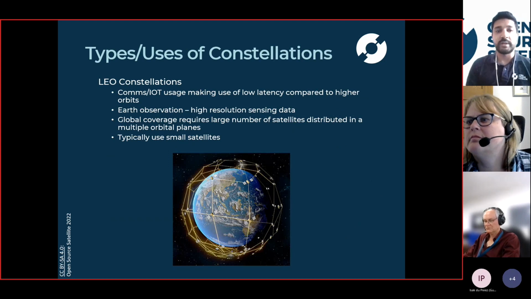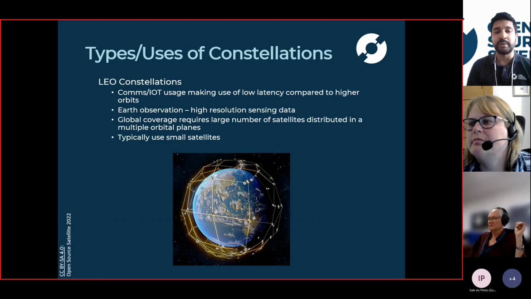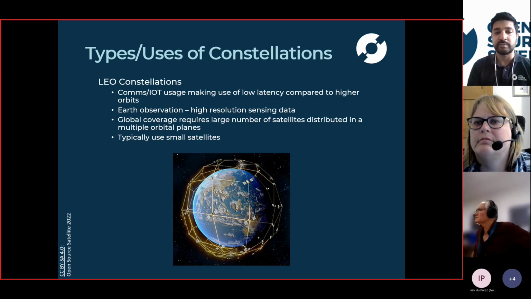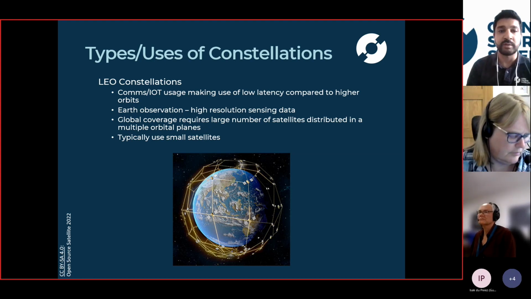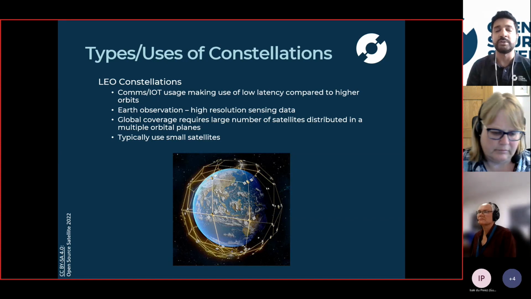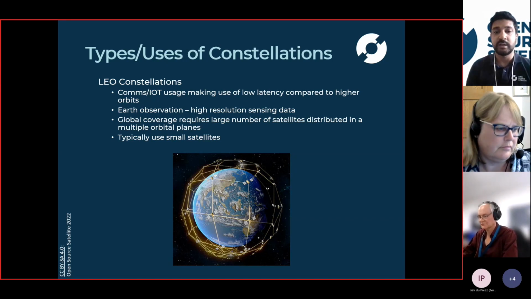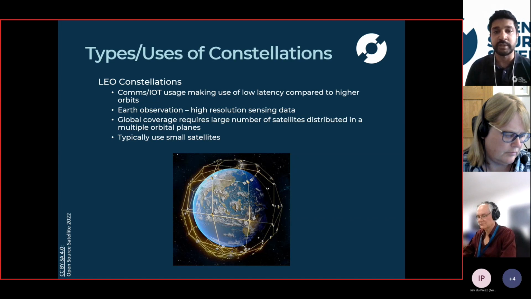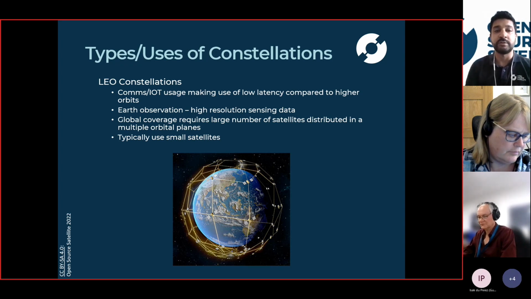A typical area for constellations is the low Earth orbit region. Low Earth orbit constellations make use of the low Earth orbit environment, typically with comms and Internet of Things, making use of the low latency that low Earth orbit provides to get higher amounts of data quicker back down to the ground. It's also useful for Earth observation, as low Earth orbit allows us to get high resolution data when doing remote sensing.